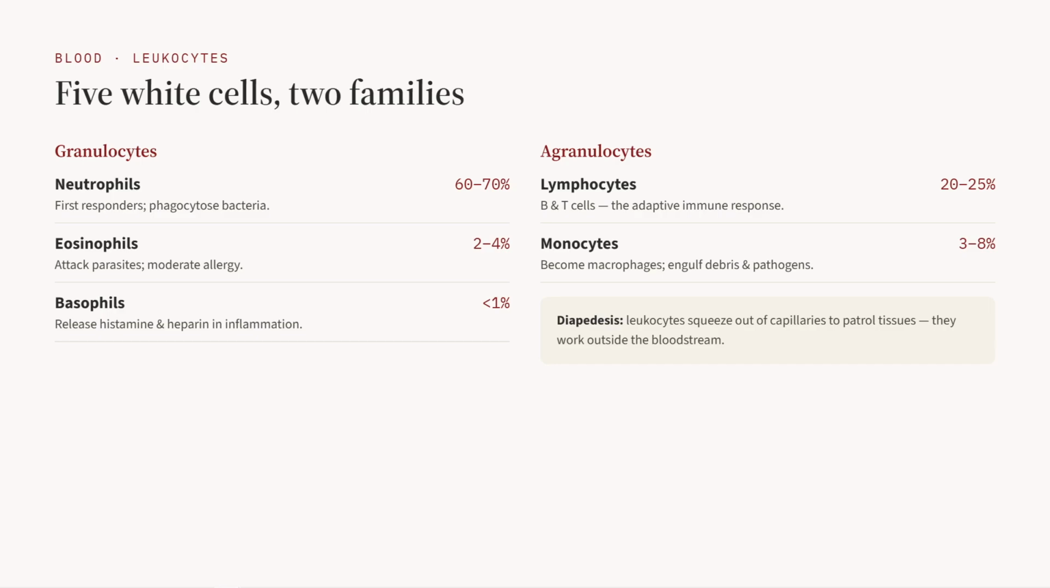Here's the key idea. White cells don't do their real work in the blood. They slip out of the capillaries by a process called diapedesis and patrol the tissues.